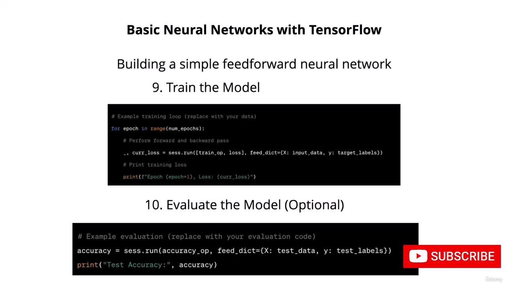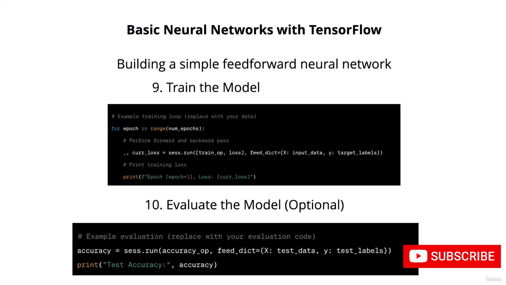Step number 9 is train the model. Run the training loop to optimize the model parameters using the specified optimization algorithm and loss function. Here is an example training loop, to replace with your data. For epoch in range, number of epochs, perform forward and backward pass. You can do that by saying current loss equal to session.run train_op, loss, with feed_dict equal to X input data and Y target labels. Print the training loss by saying print epoch plus 1 and loss equal to current loss.